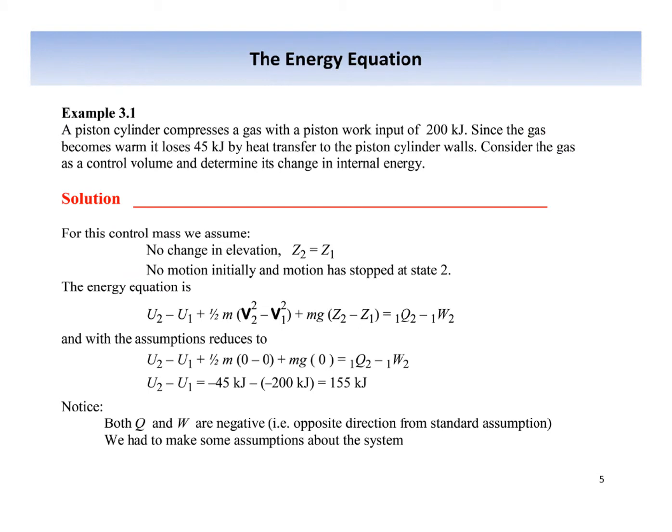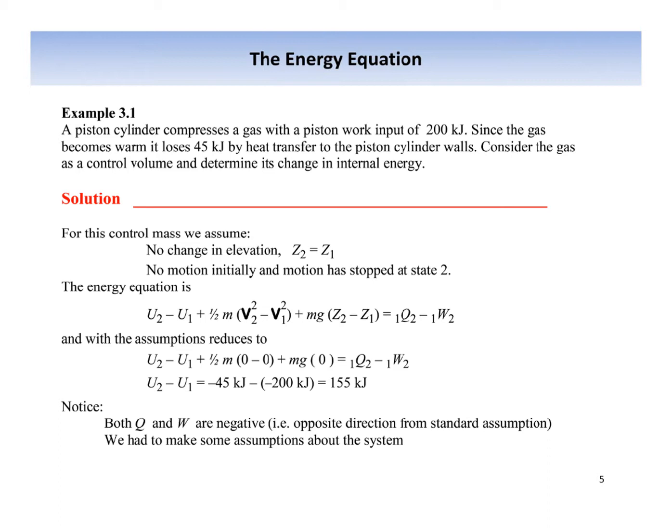Now we go into an example and look at the possibility of using this form of the first law of thermodynamics to solve some practical examples of elementary level. For example, we have a piston cylinder compressor that compresses a gas with a piston work input of 200 kilojoules.